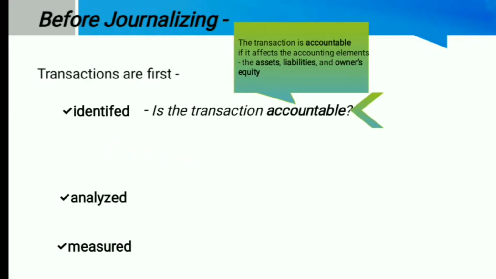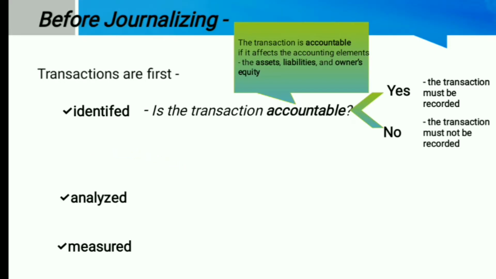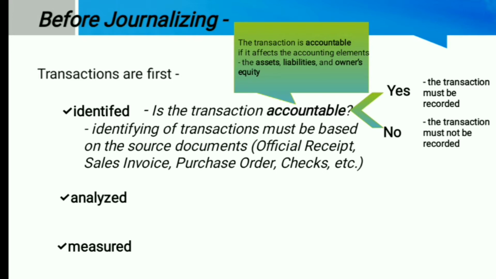If the transaction is accountable, then it will be recorded in the books of accounts, and if it is not, then it will be disregarded, meaning to say it will not be recorded in the books of accounts. Take note also that when identifying transactions, it must be based on the source documents like official receipts, sales invoices, purchase orders, checks, and etc.